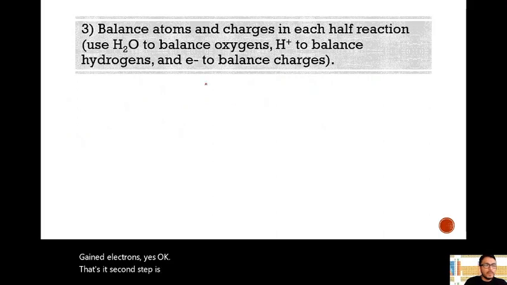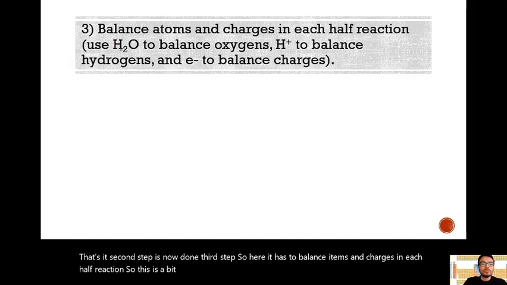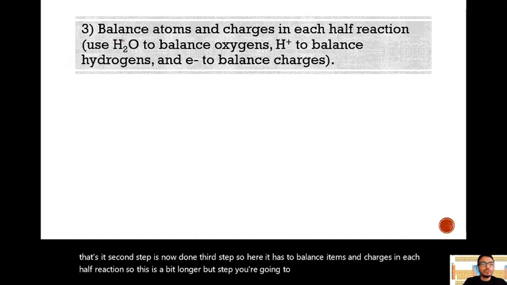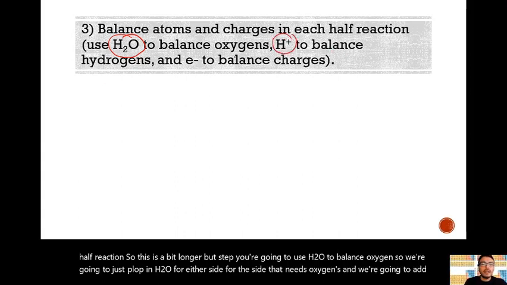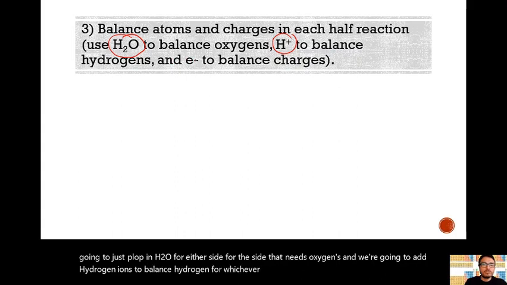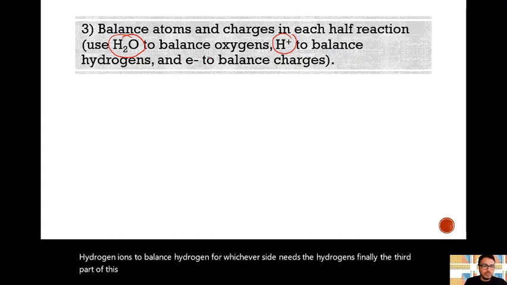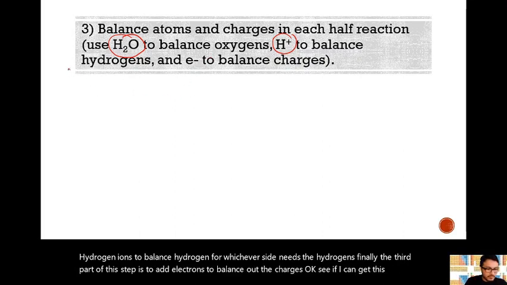Third step. So here it says to balance atoms and charges in each half reaction. So this is a bit longer of a step here. We're going to use H2O to balance oxygen. So we're going to just plop in H2O for the side that needs oxygens, and we're going to add hydrogen ions to balance hydrogen for whichever side needs the hydrogens. And finally, the third part of this step is to add electrons to balance all the charges. Okay, let's see if I can fit this all in this one slide. So let's start with oxygens.